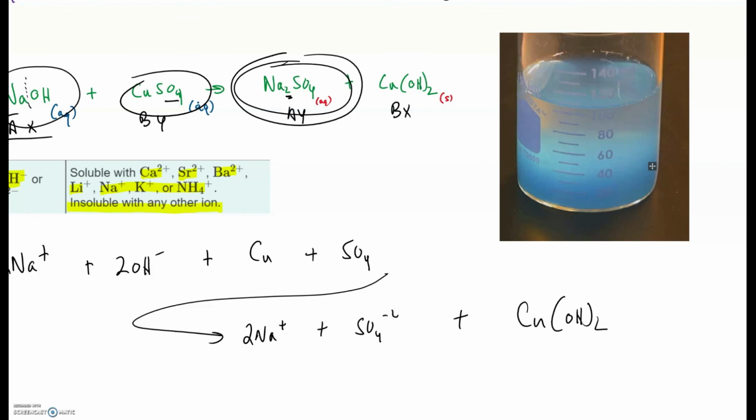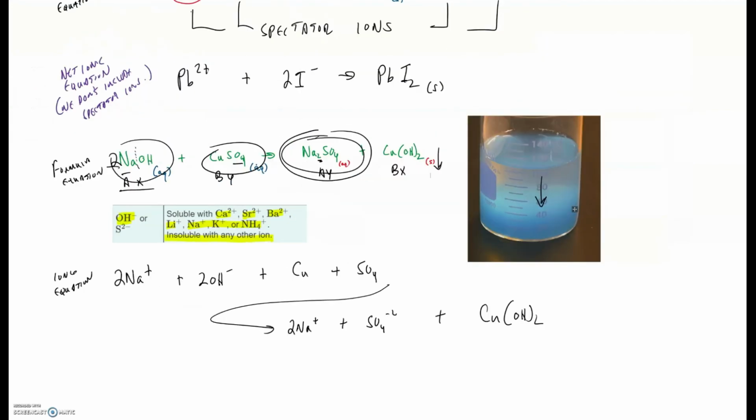Neat color, huh? And notice how it has totally fallen all the way down to the bottom. That's what we mean by a precipitate. And a lot of people, when they write the formula, instead of saying that it's a solid, they just put a down arrow next to it because it just pops out of solution. So let's check out what the net ionic equation is doing.